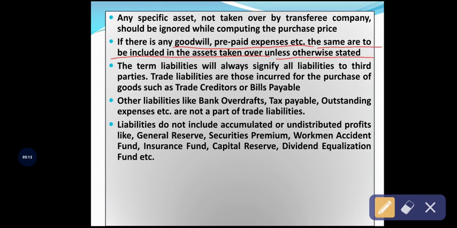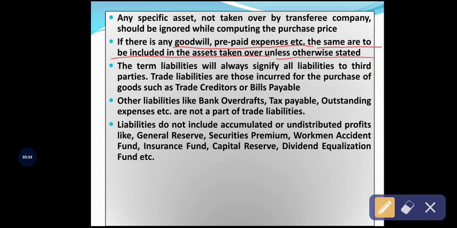Okay, so if, including goodwill and prepaid expenses, the transferee company is going to take over all assets and liabilities, then we should consider them in the calculation of purchase consideration unless otherwise stated. Okay, see the next condition.